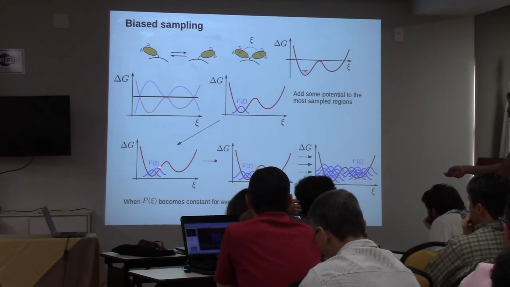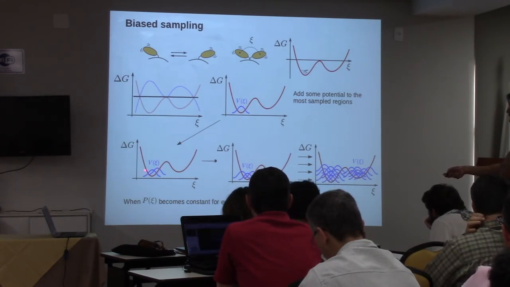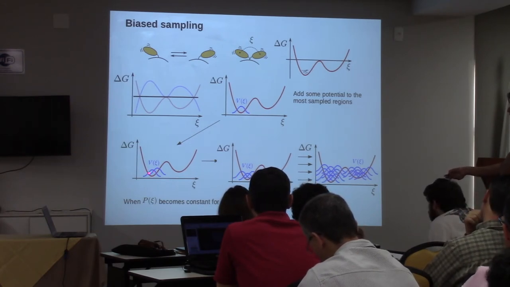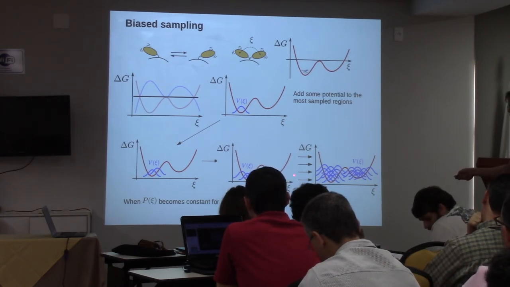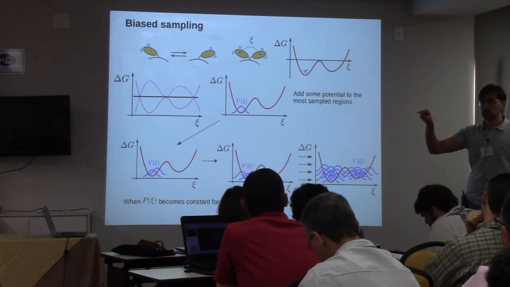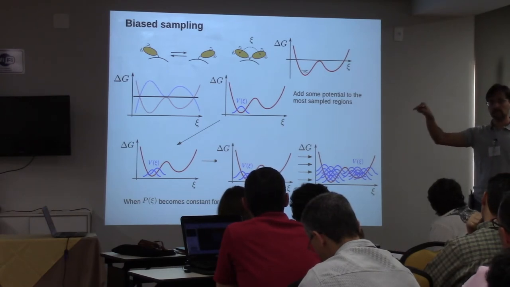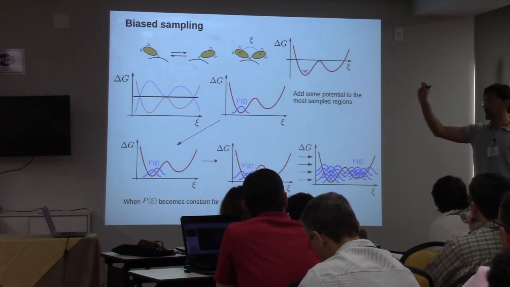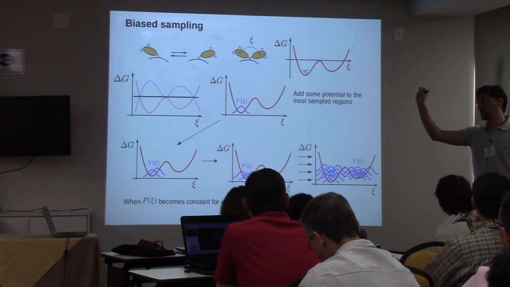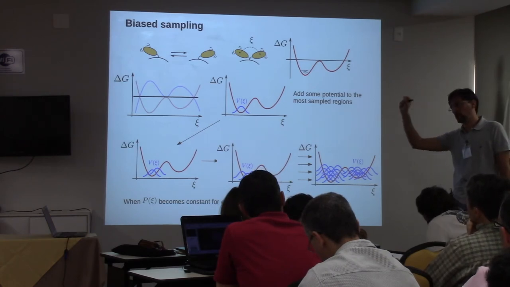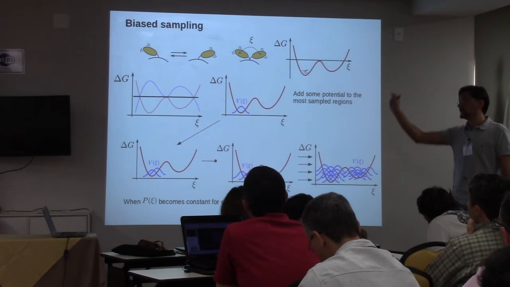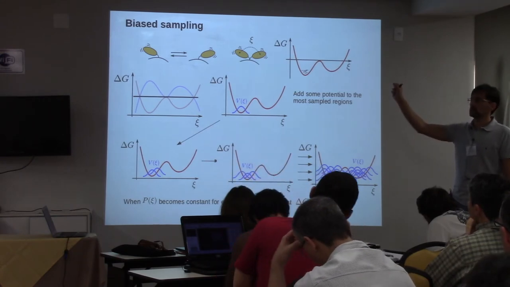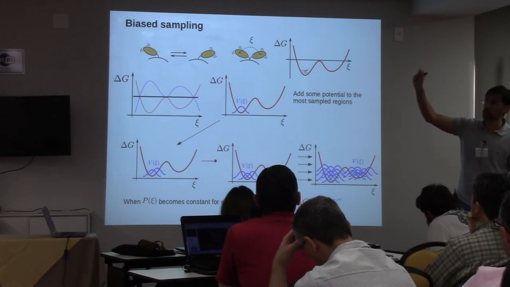And now my system will drop from here to here. And then I realize that's happening, and then I add a perturbation here. And I continue adding perturbations to my system at the positions which my system is sampling preferentially. So if my system gets trapped in a position, I add a perturbation that moves my system from that position. Then it will get trapped in a different place, and then I add a perturbation in this new place, and then it will get trapped in another place, and I add a perturbation in this place, and so on.